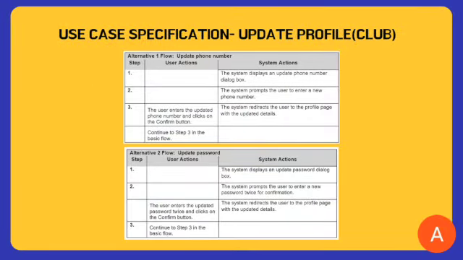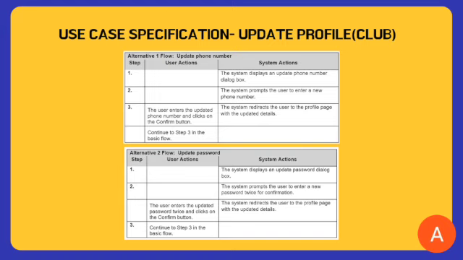So here is the alternative flow for step 3 in the basic flow. The first alternative is update phone number. The first step, the system will display an update phone number dialog box. Next, the system prompts the user to enter a new phone number. And the third step is the user would enter the updated phone number and clicks on the confirm button. Then the system will redirect the user to the profile page with the updated details. And this alternative continues to step 3 in the basic flow.